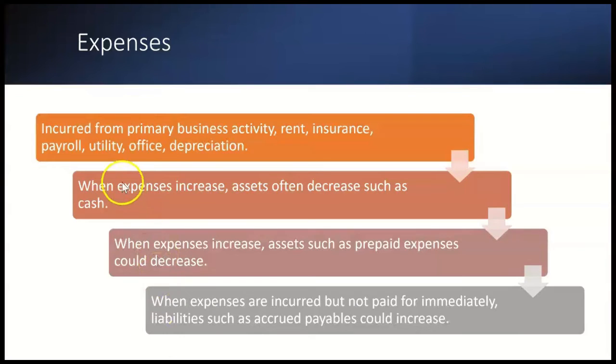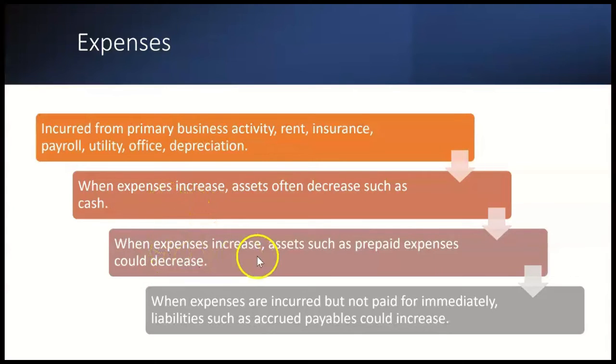Now, what about expenses? Expenses are incurred from primary business activity, such as rent expense, insurance expense, payroll, utilities, office expense, depreciation. And when expenses increase, assets often decrease, such as cash, right? Debit rent expense, credit cash.